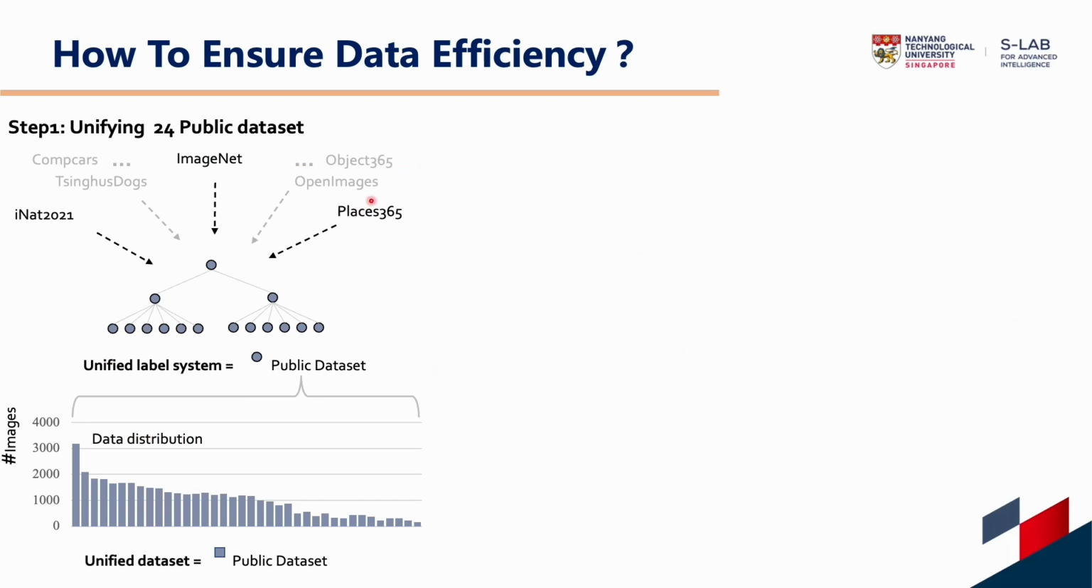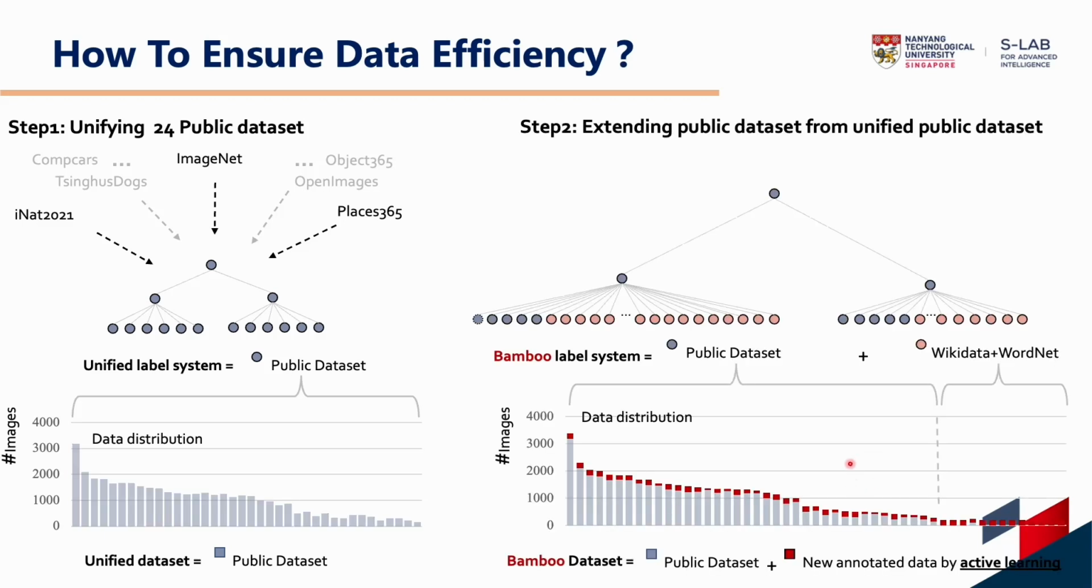Second, based on this diverse label system, how to ensure the newly annotated data is beneficial to society. The first step is we unify the 24 public datasets, and we analyze the distribution of these datasets. Then we annotate new data based on active learning.